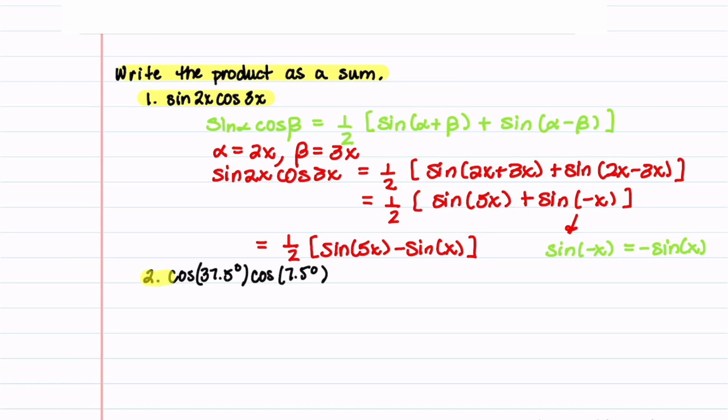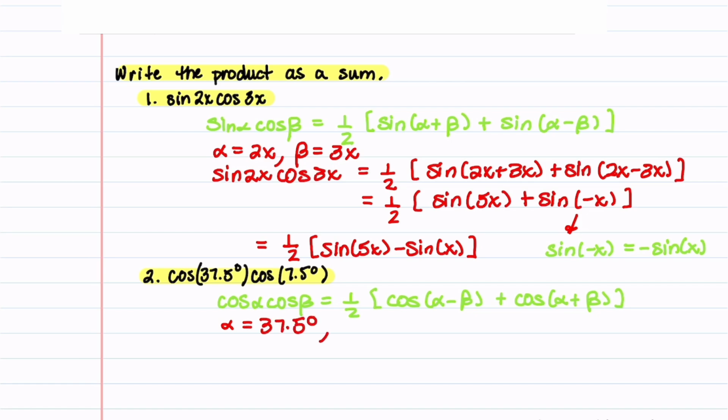Our second example is cosine 37.5 degrees times cosine 7.5 degrees. Our product-to-sum identity is cosine alpha cosine beta is equal to 1/2 the quantity cosine alpha minus beta plus cosine alpha plus beta. We'll let alpha be 37.5 degrees and we'll let beta be 7.5 degrees. Let's now plug this in.